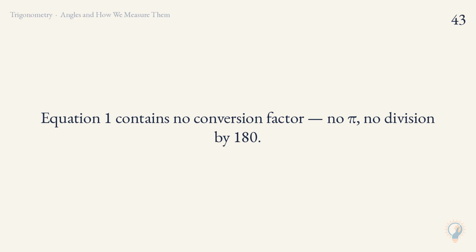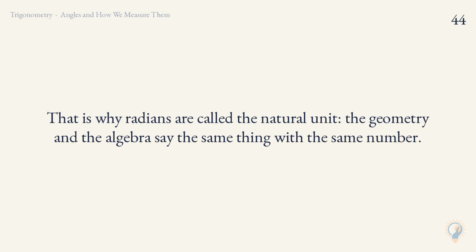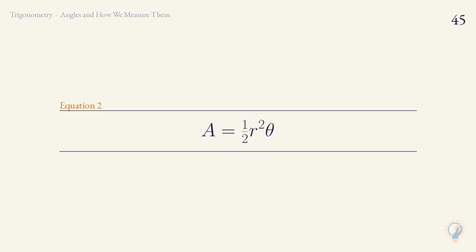Equation 1 contains no conversion factor, no pi, no division by 180. That is why radians are called the natural unit. The geometry and the algebra say the same thing with the same number. Equation 2. A equals 1/2 r squared theta.